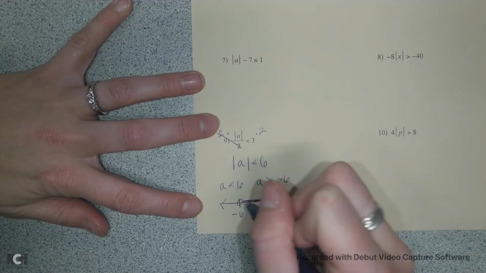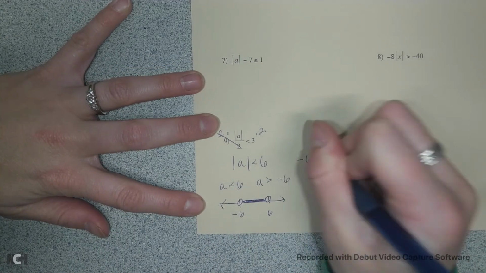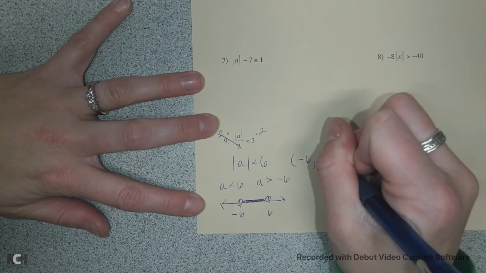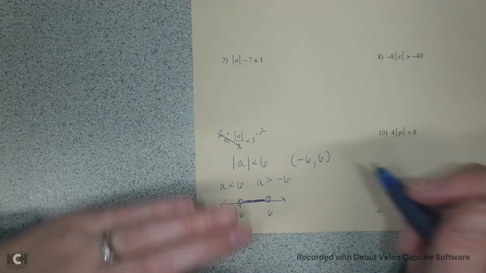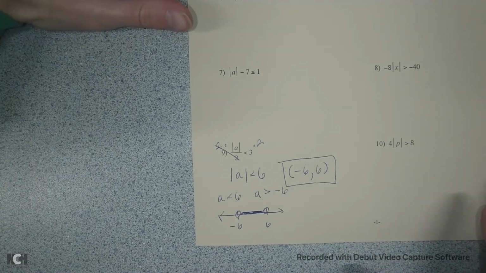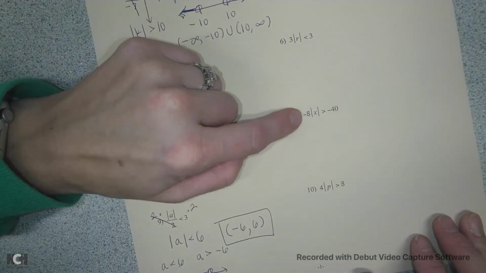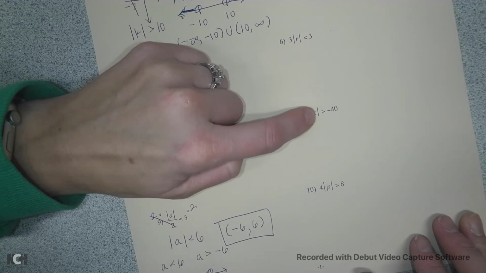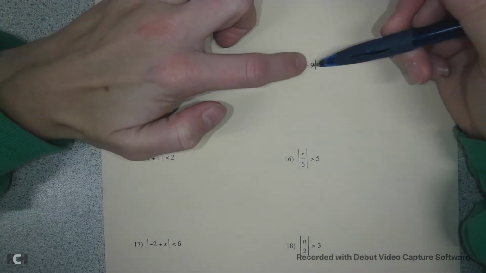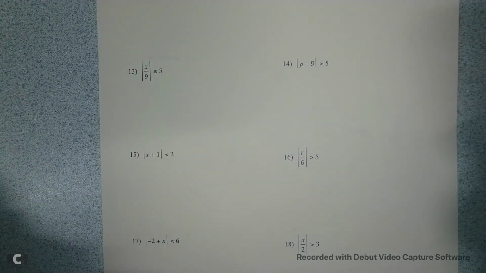There's no infinities shaded. My first important number is -6. Since it's not filled in, it gets a parenthesis. My next important number is +6, and since it's not filled in, it gets a parenthesis as well. So this is my interval notation. On the front side, these all have numbers on the outside and nothing on the inside of your absolute value. On the back side, I just have one step inside.